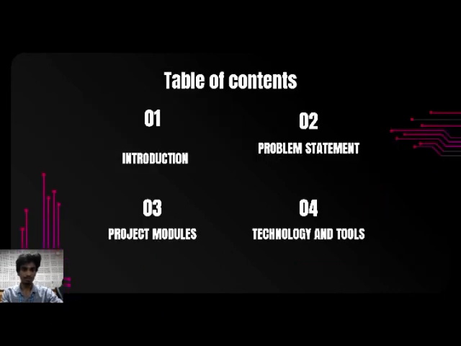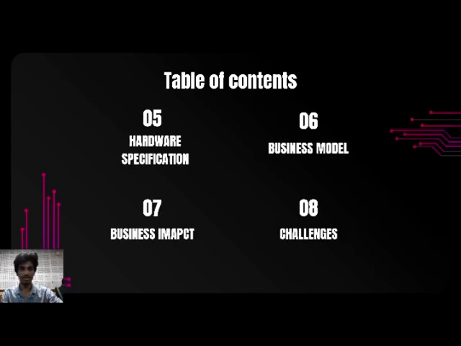So we have some table of contents here. The first one is introduction. Second is problem statement. Third one is project modules. Fourth is technology and tools which we are using. Fifth is hardware specification on which this project can run. Sixth is the business model. Seventh is the impact on the business. And eighth is the challenges we faced.